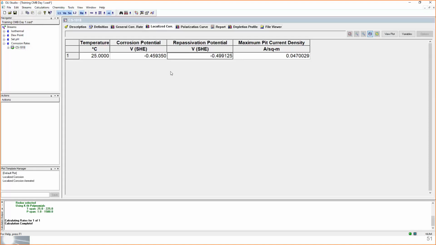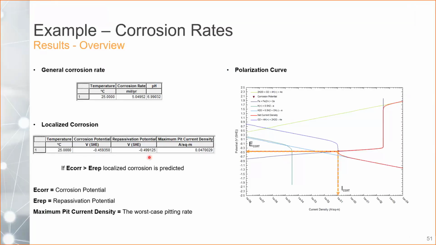So in this case, the repassivation potential is lower than the corrosion potential. So that means that this will drive to localized corrosion, because my material has a potential that is more positive than my repassivation potential. As I said, if you are above the repassivation potential, then you will have localized corrosion damage. Let me show you that specific formula here, or criterion in here.